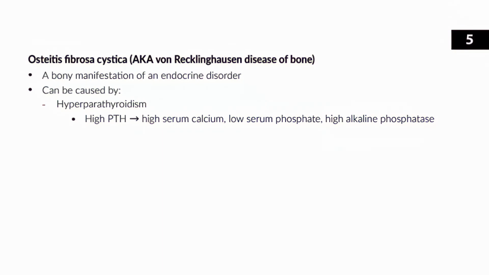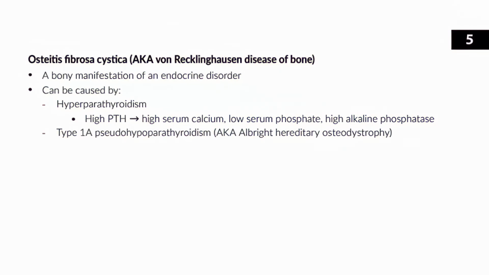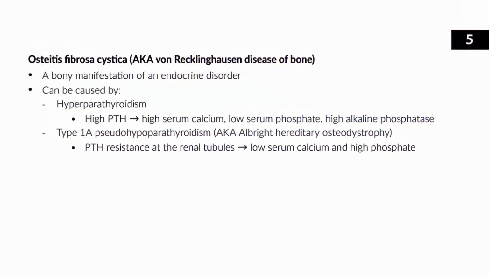But with hyperparathyroidism, you have high PTH, and that results in high serum calcium and low serum phosphate and high alk phos. With pseudo-hypoparathyroidism, specifically type 1A pseudo-hypoparathyroidism, also known as Albright hereditary osteodystrophy, your renal tubules are unresponsive to PTH. So this looks a lot like hypoparathyroidism, low serum calcium and high phosphate. But the parathyroids are perfectly capable of making PTH, so that low calcium is going to stimulate PTH production, and PTH will be high.